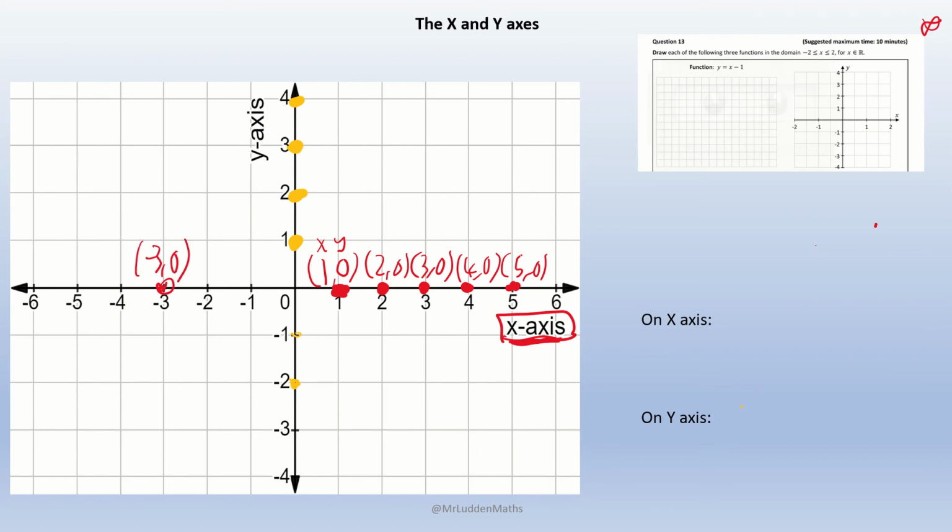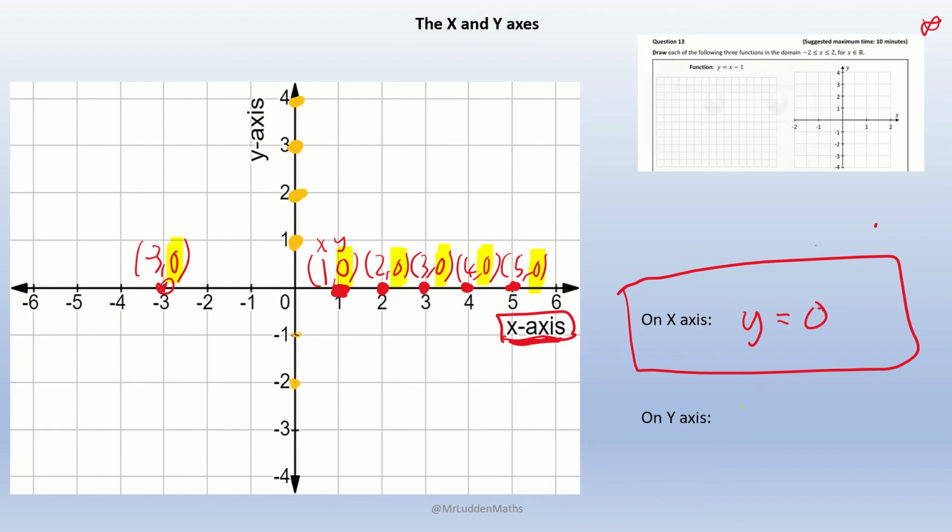0. The point here that I'm trying to make, and I'm just going to get my highlighter, is that on my x-axis, all the y parts of my point is 0. So over here, on the x-axis, y is equal to 0.